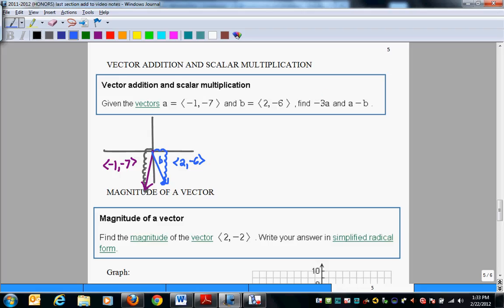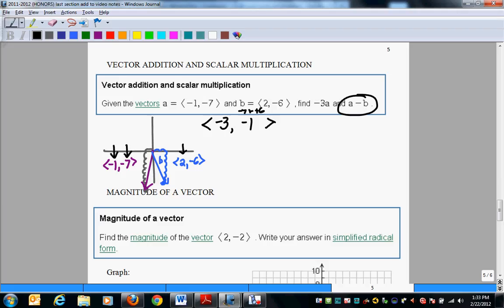Now let's do the addition, because that's what we're familiar with. We're actually going to subtract, not add, a minus b here. So to subtract a minus b, you simply take the x coordinates. a minus b, so that's going to be -1 minus 2, so we're going to have -3, which is what's called our resultant vector. And then here we're going to do -7 minus 6. That's a double negative, so that's going to become positive. So our resultant vector is going to be -3, -1.